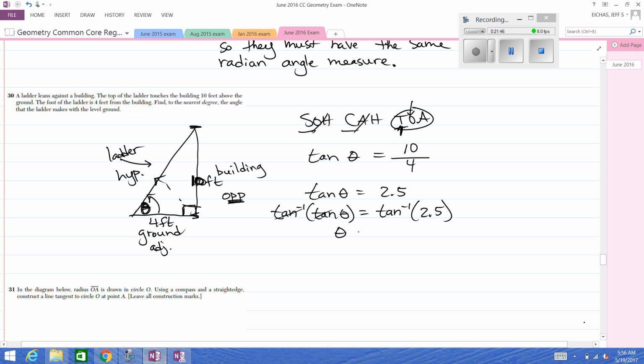Let's make sure we're showing that work properly. So tangent inverse, let me look at that. Gotta get to your calculator. I'm getting 68.1986. So it says nearest whole degree. Now we're looking at 68 degrees.